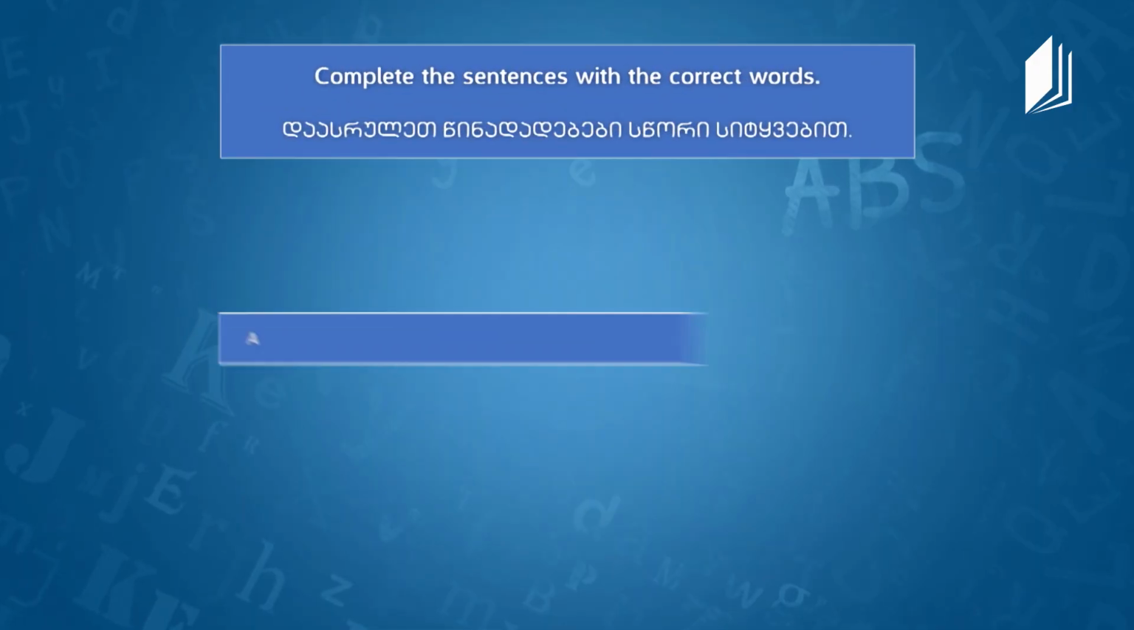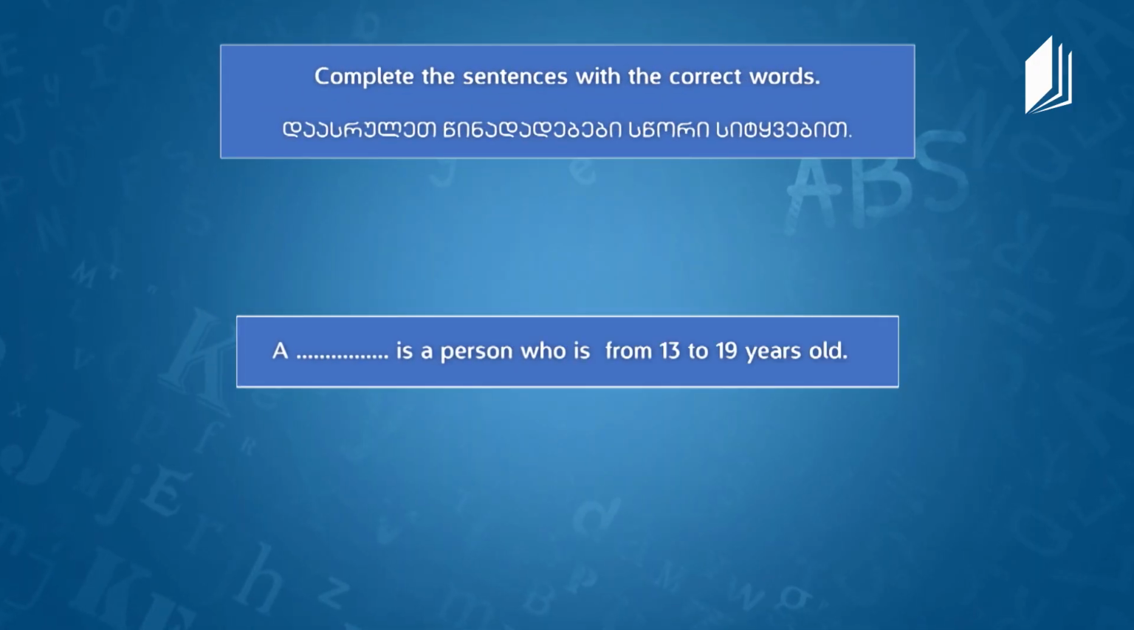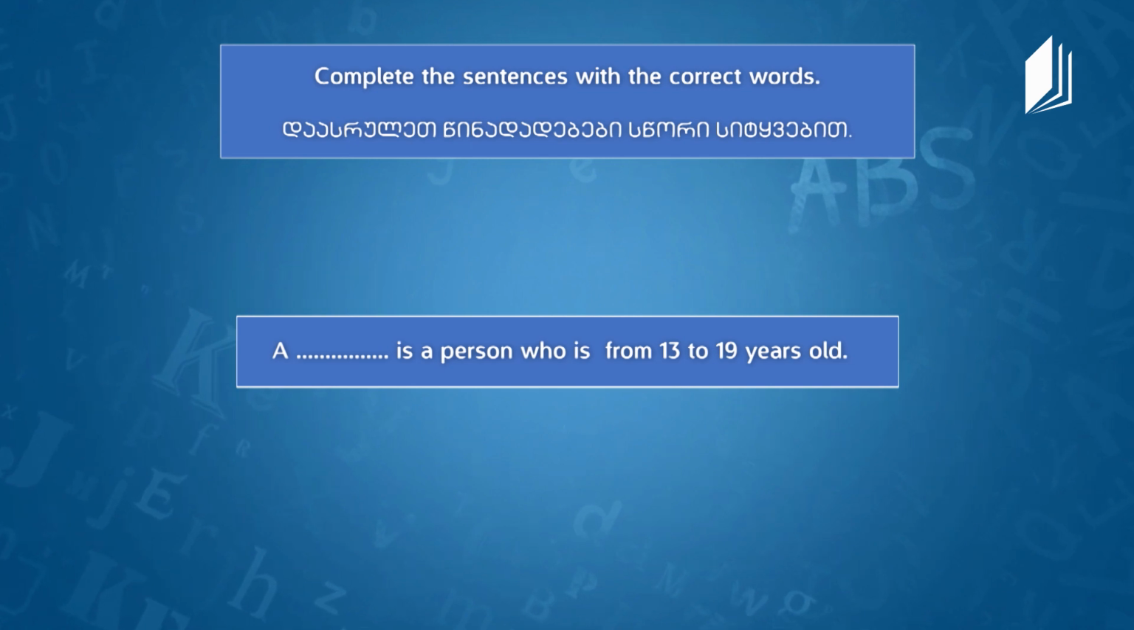So, Zach, the first sentence reads, A blank is a person who is from 13 to 19 years old. Do you remember from the reading what was the right answer for this one? I definitely do, and that is a teenager. You're absolutely right. Let's have a look at the next sentence.